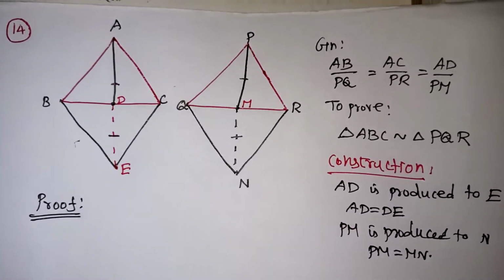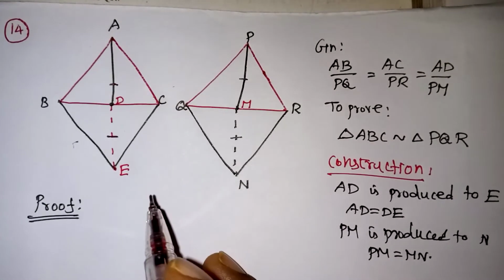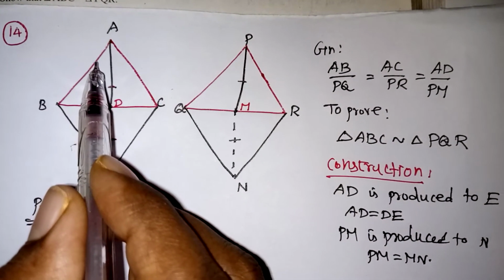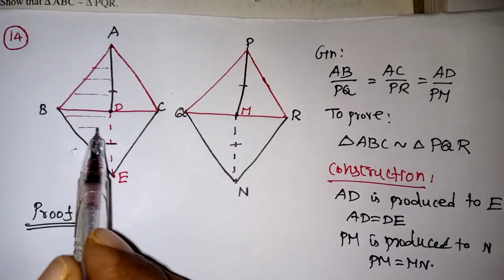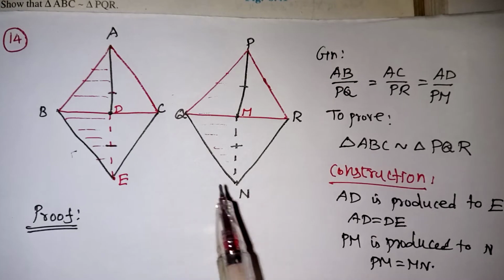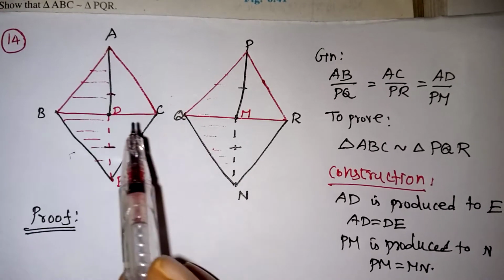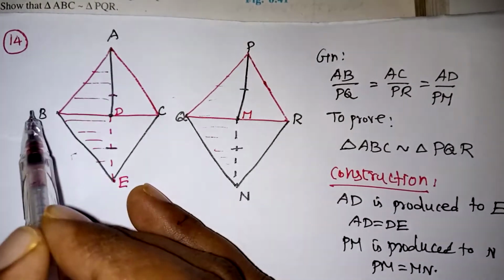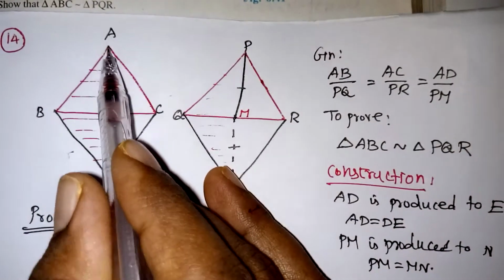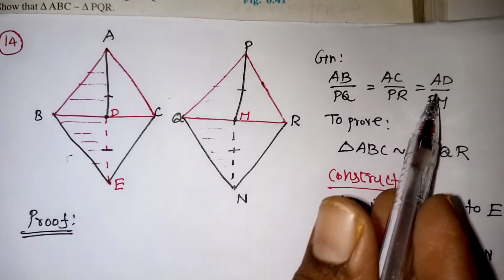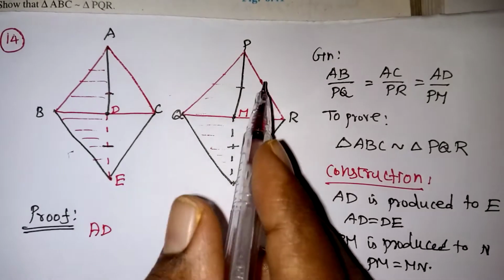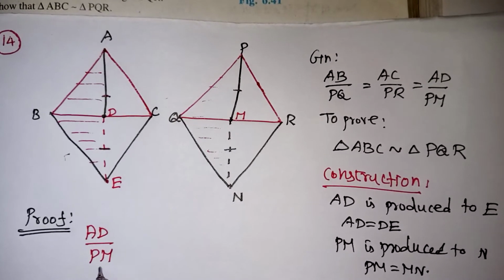We need to show that any of the angles are equal or any sides are proportional. Let us take half of the triangle first. So I am going to consider this half triangle of this diagram and this half triangle of this diagram. Now in these two triangles, we already know that AB side and PQ side are proportional, as already given in the question. Now AD and PM are also proportional because the medians are proportional, as given. So AD and PM are proportional, already given to us.